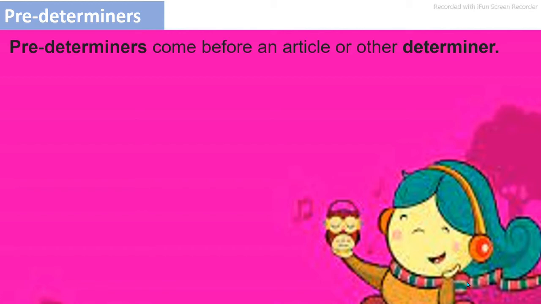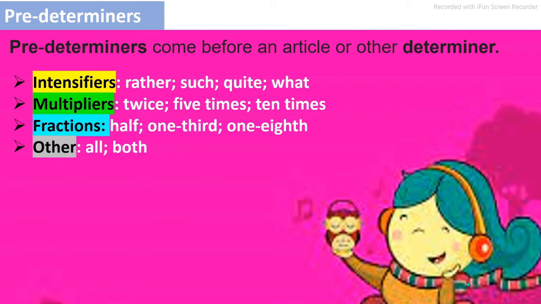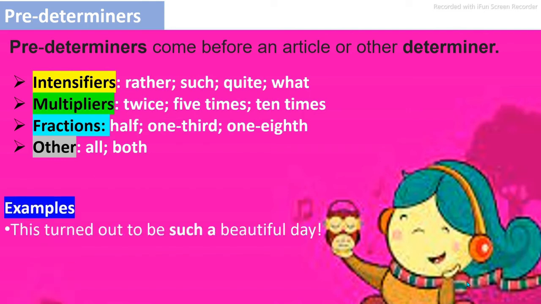And predeterminers can be classified into 4 types as shown, and let us discuss them one by one. First is intensifiers. This is a type of predeterminer which expresses surprise, disappointment, pleasure or other emotions. For example, this turned out to be such a beautiful day. That means it is showing a pleasing emotion by using the determiner a and the predeterminer such.